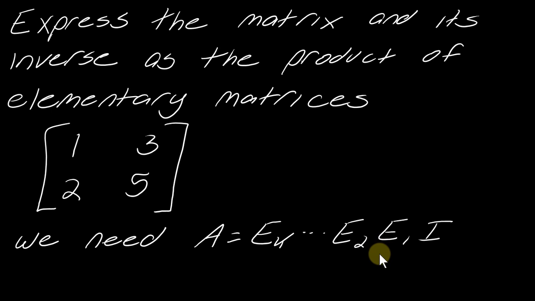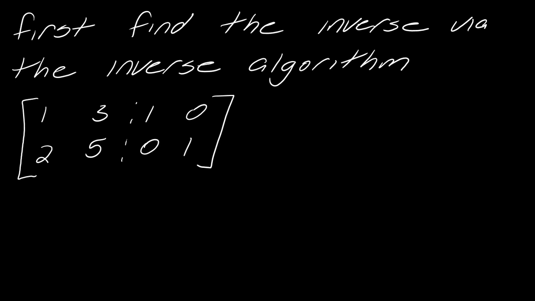Okay, so in my opinion, the easiest way to do this is to first use the inverse algorithm to figure out what the inverse is. I know that there's more than one way to find the inverse of this matrix, but the inverse algorithm is going to honestly be money when it comes time to figure out our elementary matrices. So this is really going to do all the work that we need. So let's just use the inverse algorithm.